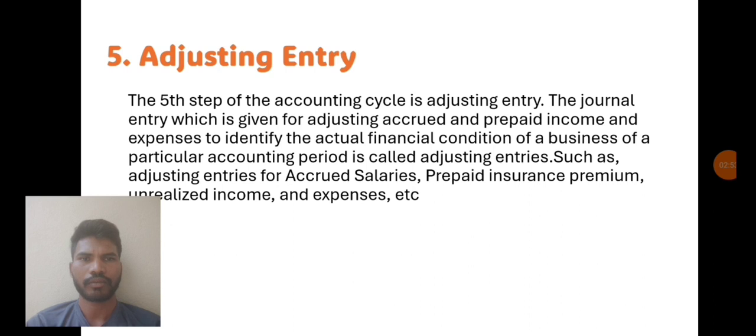The fifth step is adjusting entry. The fifth step of the accounting cycle is adjusting entry. The journal entry given for adjusting accrued and prepaid income and expenses to identify the actual financial condition of the business for the particular accounting period is called adjusting entry, such as adjusting entries for salaries, prepaid insurance premium, and unrealized income and expenses, etc.